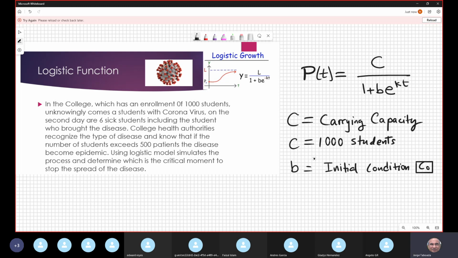Remember, in the other problem we had C0, C1, C2, no? So this is C0, that somehow depends on this. And K is a classical K. K is the rate of change. Rate of change of what? Of the exponential. And you have different rates of change, and you have a family of exponentials. But this exponential is a little bit different.